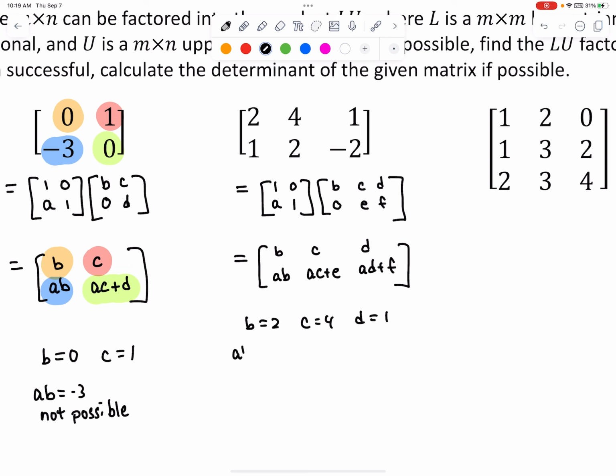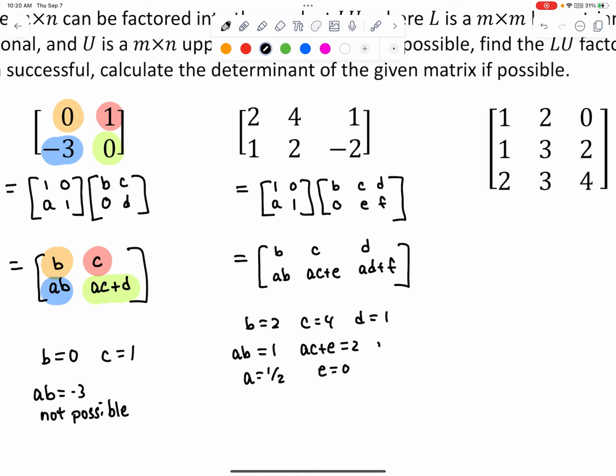Now we have that A times B has to be 1, and B is 2. Therefore, A has to be 1/2. Then we have AC plus E has to be 2. And we know A is 1/2. We know C is 4. So 1/2 times 4 is 2. Therefore, 2 plus E has to be 2. Therefore, E has to be 0.